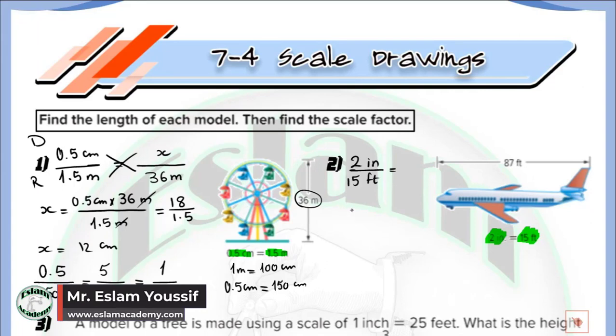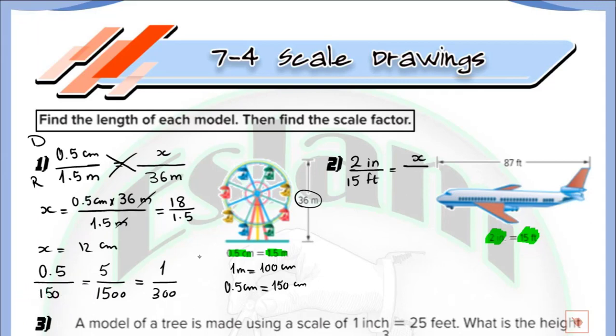The length of the model means we need to find the length in draw. Length in draw means now x will be missing. And the given now is 87 feet. That will be the actual length, so just write 87 feet. Now we need to find the value of x, using cross multiplication. Now we have x. The number which is opposite to x will be written down, and the two numbers multiplied together will be up. So 2 multiplied by 87. By solving the operation, we find that x is equal to 11.6 inch.